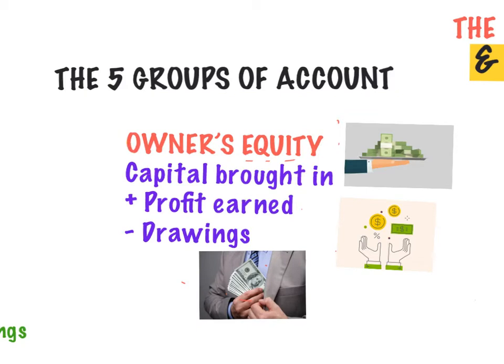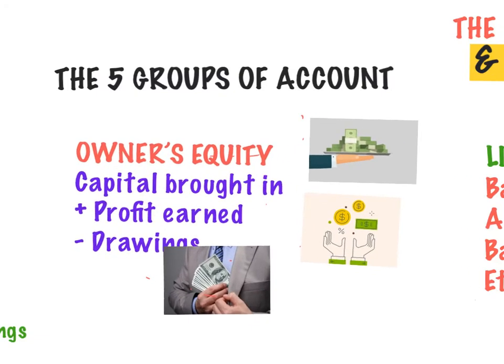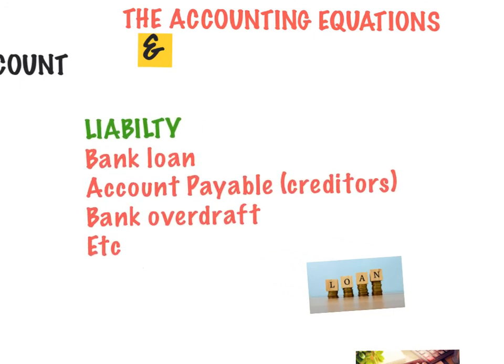Okay, now the business will use the capital brought in to buy the assets or to pay for other expenses that need to be paid so that you can run the business. Okay, but then the capital brought in by the owner might not be enough to buy all the assets required and to pay all the expenses necessary to start the business. So what we need is, the business will start to borrow money. So this is what we call liabilities.